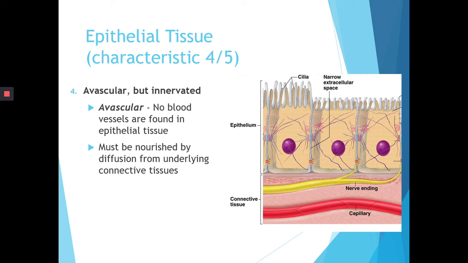Like I mentioned, that nourishment is coming from the nearby connective tissues, because without nourishment, those cells would die. So it's kind of neat how they don't have a direct blood supply, but they are able to get nutrients.